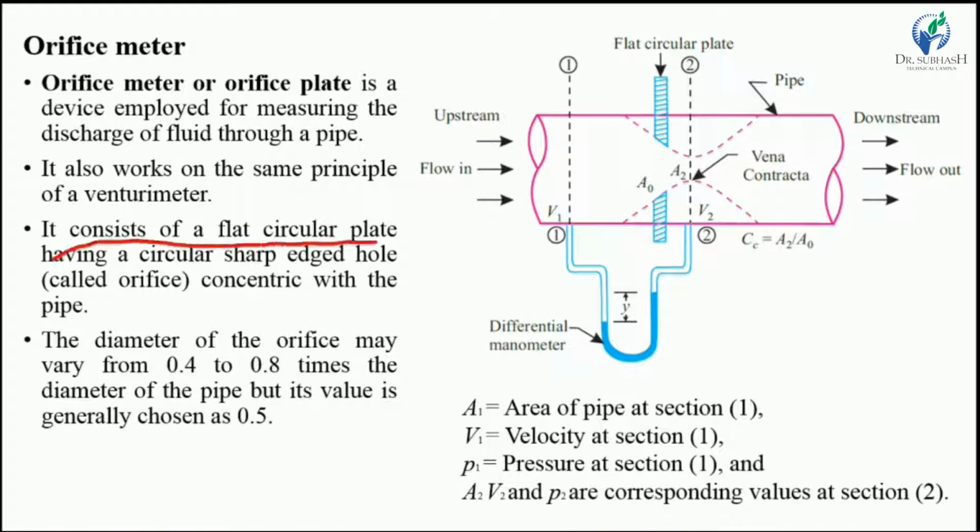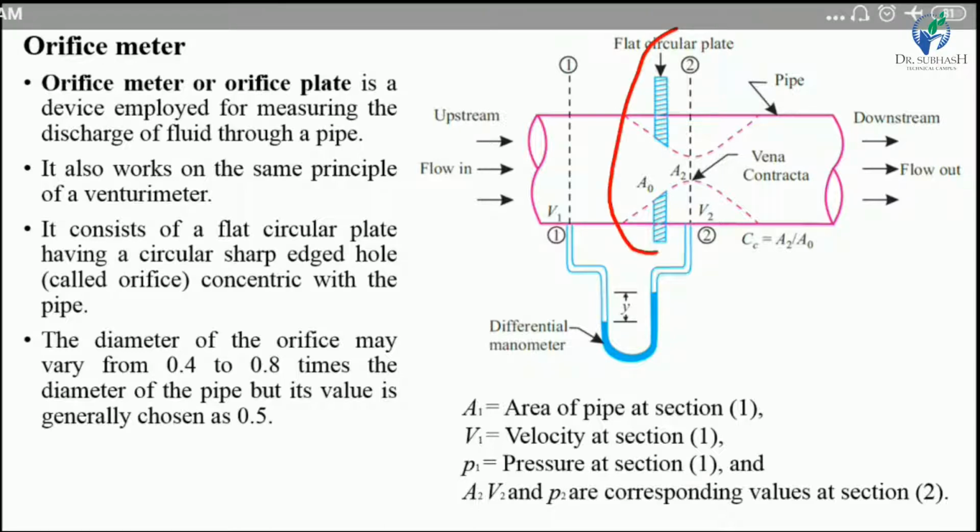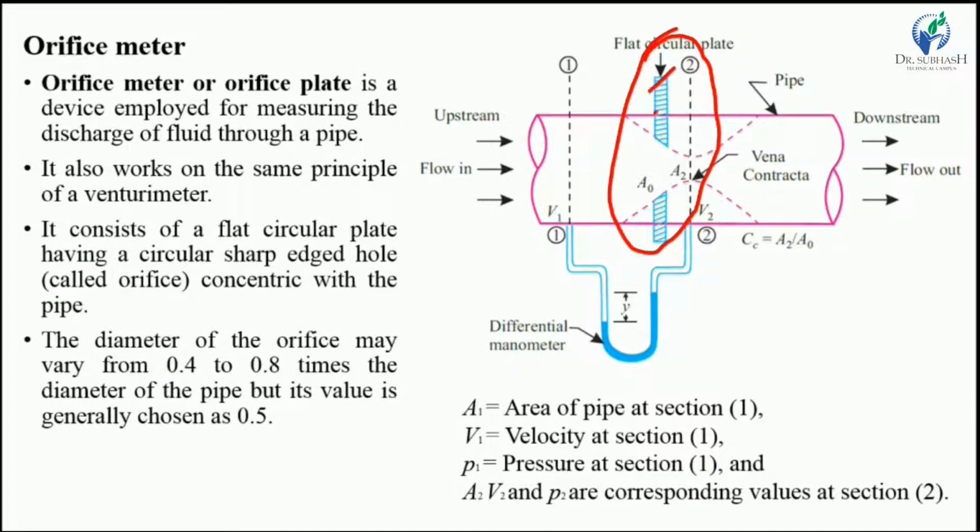It consists of a flat circular plate having a circular sharp edge hole concentric with the pipe. So it is a simple plate having a circular sharp edge hole. This is the orifice meter, as shown in the figure. The hatched section of the orifice plate is mentioned in the figure. This is the orifice plate.